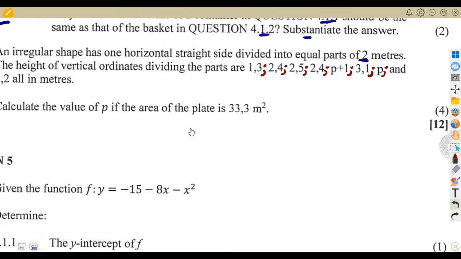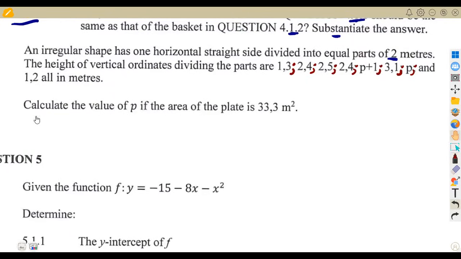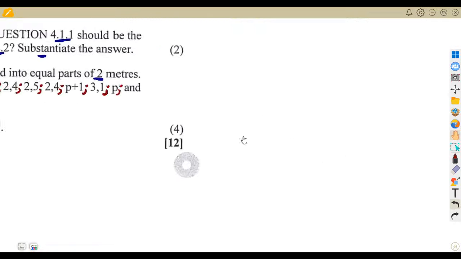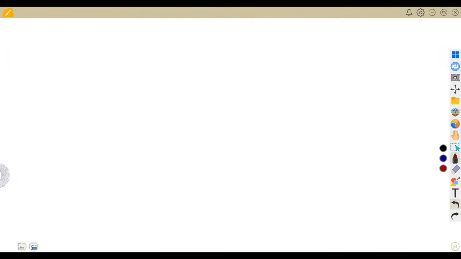So the question here was, calculate the value of P if the area of the plate is 33,3 square meters. We are given the area. Remember, how do you calculate area from the ordinates like this? So that's 4.2. Our area is taken from the first ordinate.